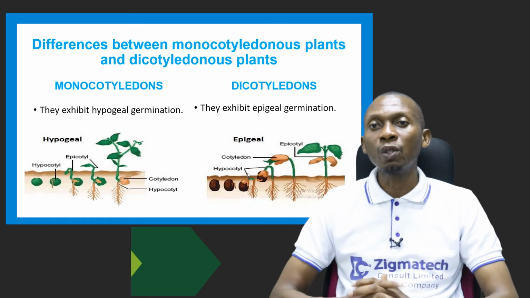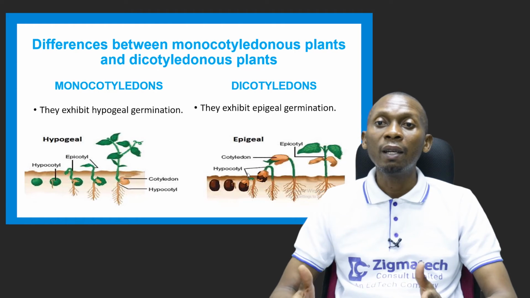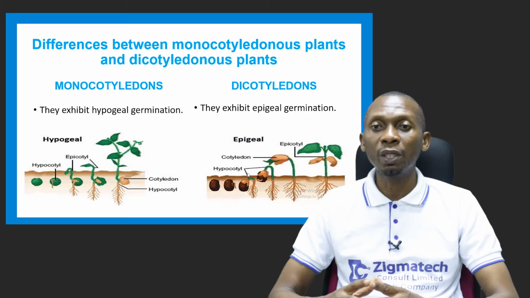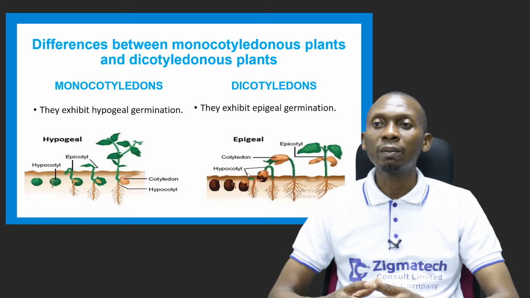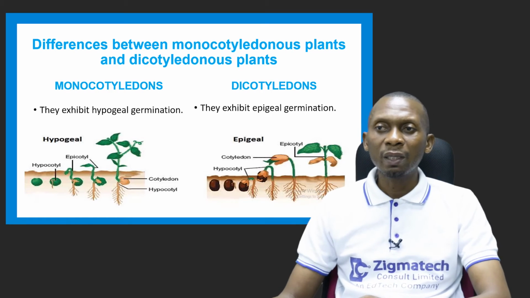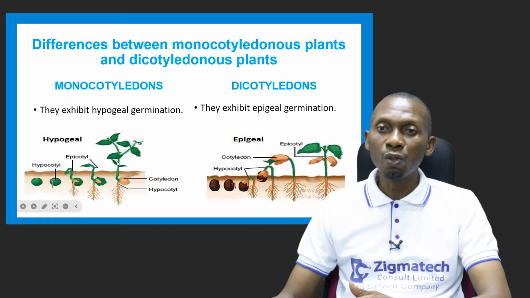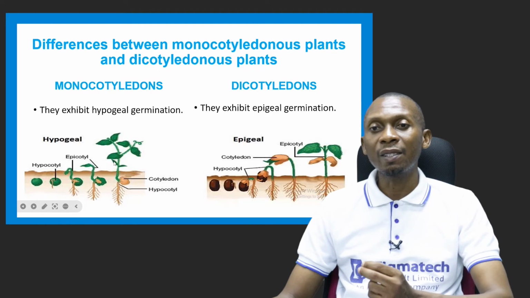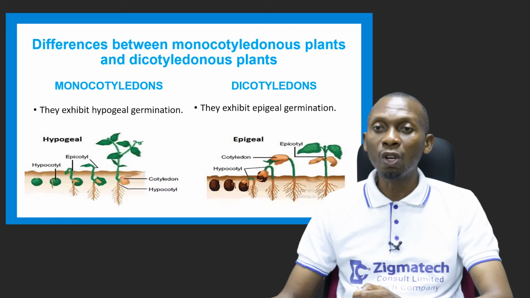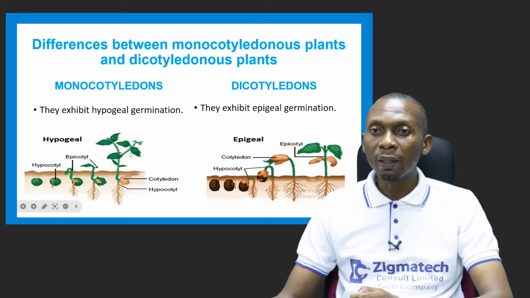Another difference between the monocotyledons and dicotyledons is that monocotyledons exhibit hypogeal germination, while dicotyledonous plants exhibit epigeal germination. Now, what does this mean? Hypogeal germination, you can see that the cotyledons remain within the soil as the plumule, or the young seedling, germinates and develops into a shoot. Remember I said a seed has a plumule and a radicle. The plumule develops to become the shoot, while the radicle develops to become the root.